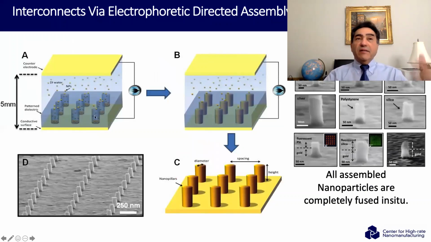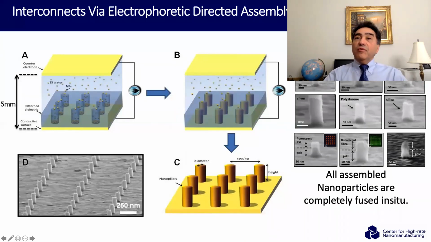For interconnect, you have vias in dielectric. This dielectric could be silicon dioxide or any other dielectric, or even a photoresist or polymer. Here you put this substrate with the vias in, and you have a conductor at the bottom. This conductor could be everywhere or just under the vias. Then you apply an electric field of about 2 volts. The assembly goes on, and you end up with fully filled vias. When you remove the dielectric, the vias look like this.